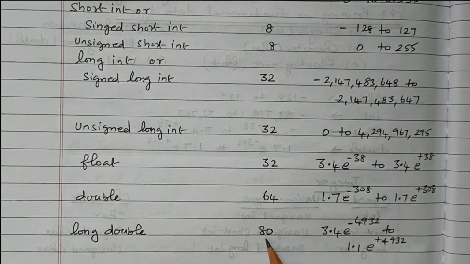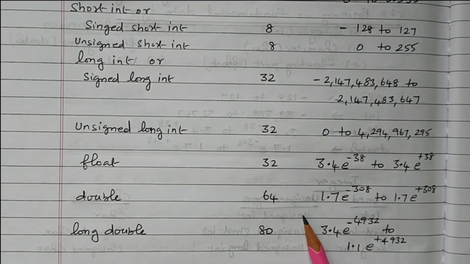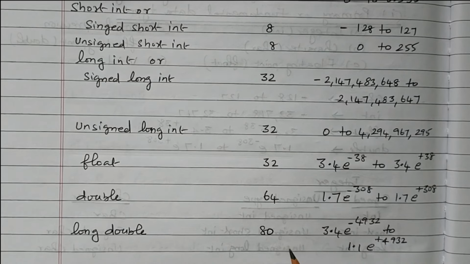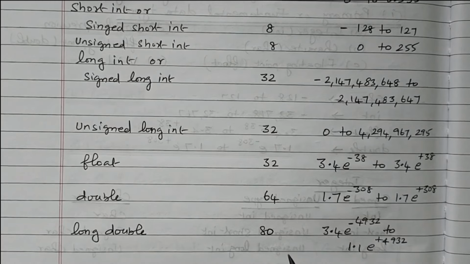Long double means 80-bit data. 3.4 e to the power minus 4932 to 1.1 e to the power plus 4932. This range of data can be stored. So we discussed the range of data, the size, bit size, type of the data, bit size and range of the data. We learned that signed means the range is split for positive and negative. Unsigned means the total range is used to store the data in a positive manner. No need to bother about the sign.